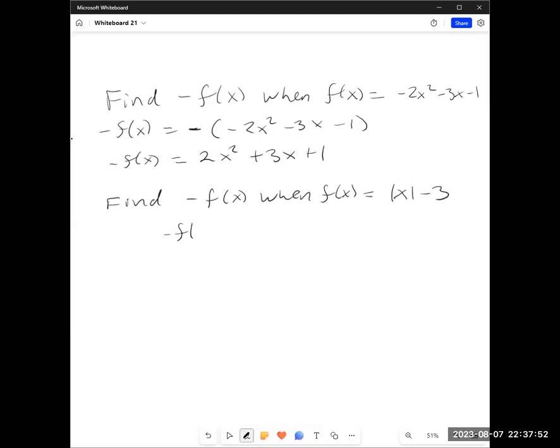So our negative f of x is going to be negative of the absolute value of x minus 3. When we distribute that negative, we get a negative absolute value of x plus 3. I'm going to give myself plenty of space for these next ones.